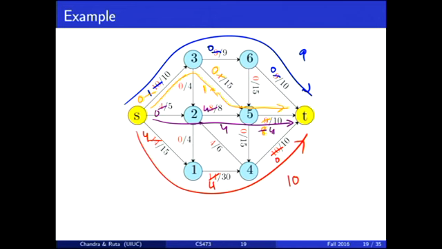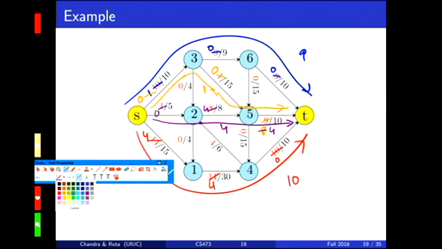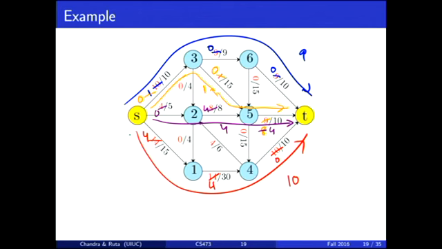Now, what else do I have left? Let's see, so I go like this, and I have to go like this and like this. Good. That's the only path, I think. How much can I put on that? 4, and then this becomes 0, this becomes 0, this becomes 0, that becomes, I shouldn't cut that out, this becomes 0, this becomes 0. And that's it, we're done.